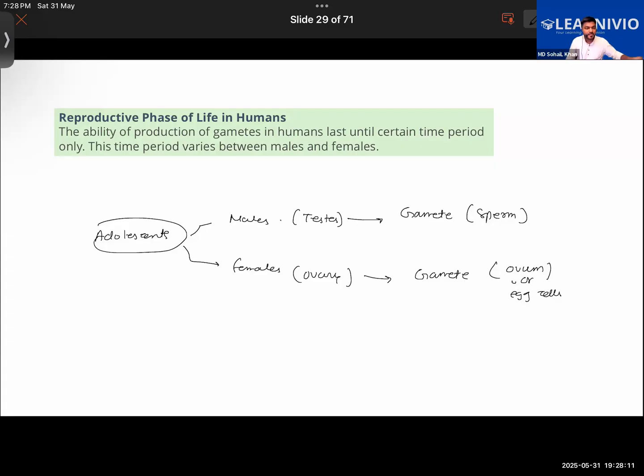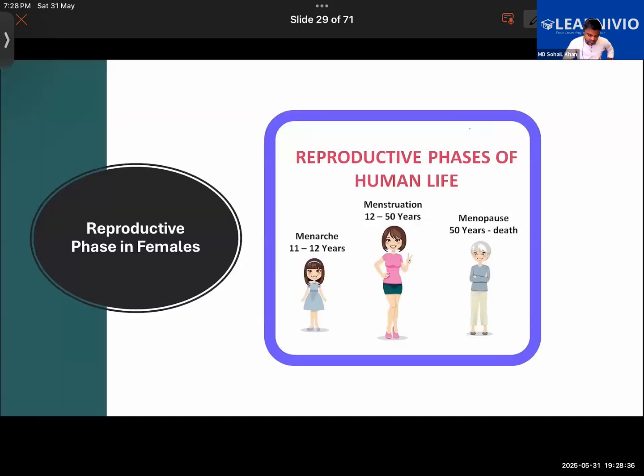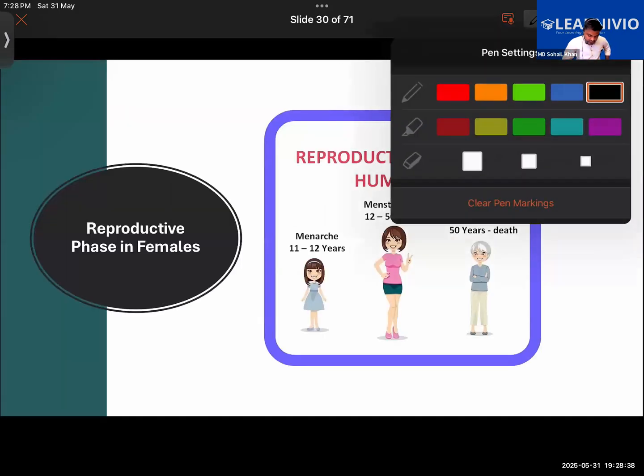Did I tell you that they are reproductively active? They can be reproductively active throughout their lifetime, right? The reproductive phase of life in men or the males lasts much longer than in women. It usually lasts throughout lifetime unless they suffer from any medical problems. All right. So that is the thing.